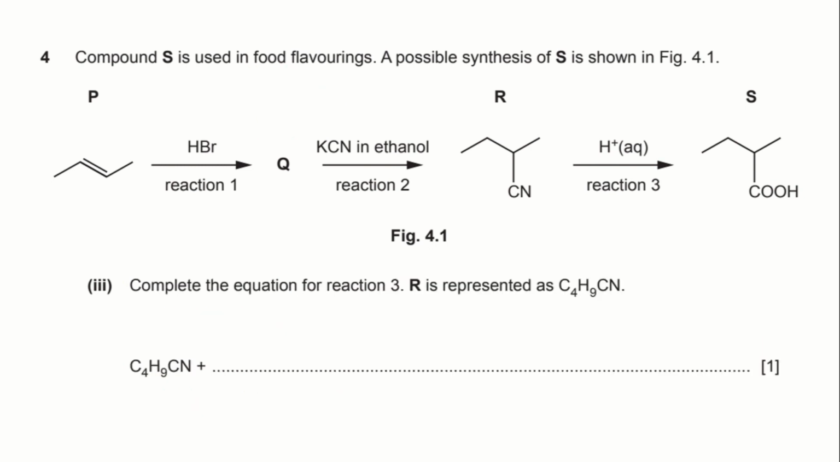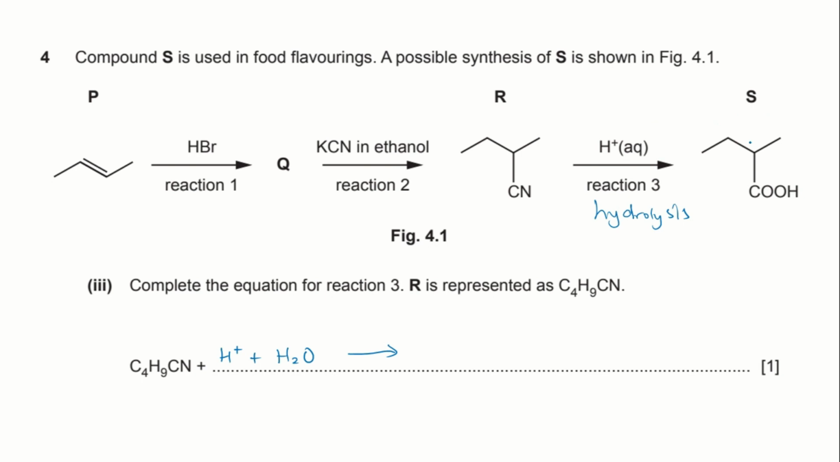Right, part 3 is to complete the equation for reaction 3. So reaction 3 from R to S, from nitrile to COOH, this is a hydrolysis of nitrile. Here we are given the molecular formula of R, so that means we can use molecular formula from the beginning until the end. H plus here is the reagent. Now this is hydrolysis, that means water will be involved in this equation. So let's write water.